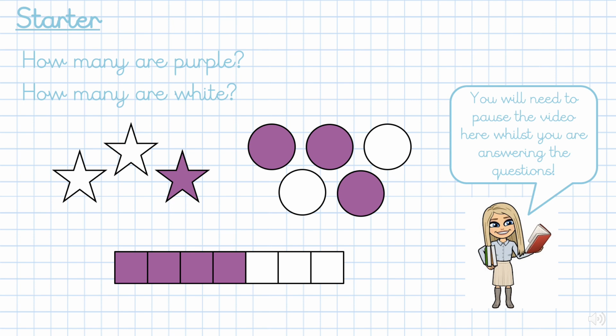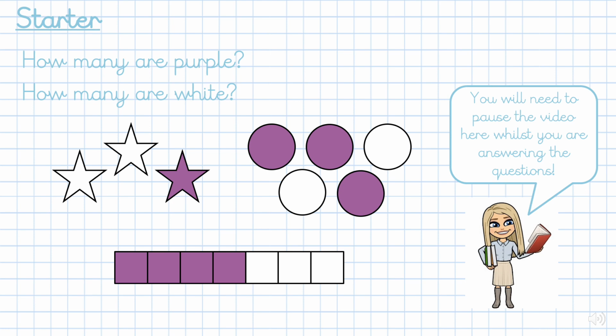Now let's look at the counters. What fraction of the counters are purple? That's right, you should have said 3/5. Now ask yourself, what fraction of the counters are white? You should have said 2/5 because there's 2 white counters, but there's 5 counters altogether.